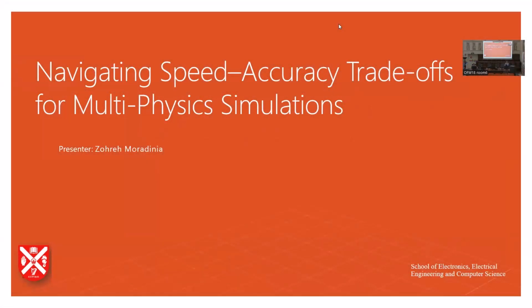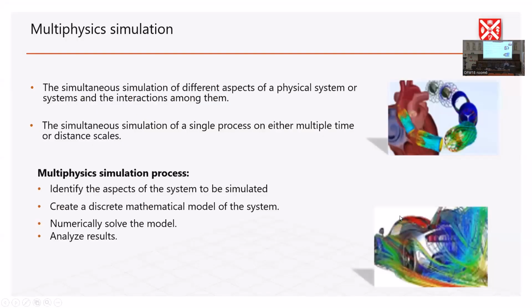Today, I want to talk about how we can navigate the speed-accuracy trade-off for multi-physics simulations. So, just a brief definition of multi-physics simulation: it's the simultaneous simulation of different aspects of a physical system and the interactions among them, or the simultaneous simulation of a single process on multiple time or distance scales. So in multi-physics simulation, we have to identify the aspects of the system to be simulated.